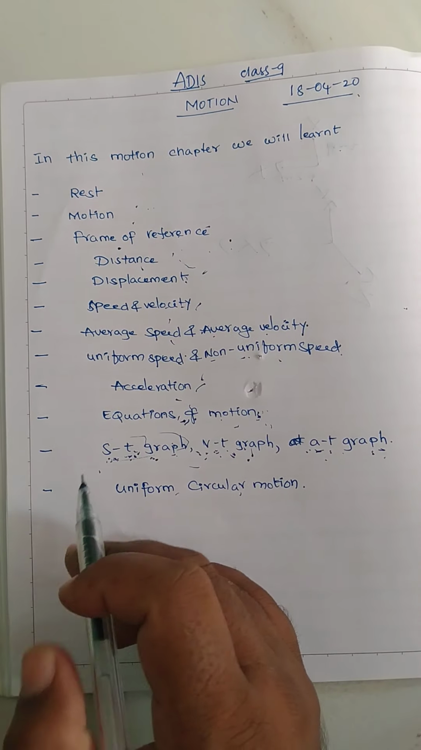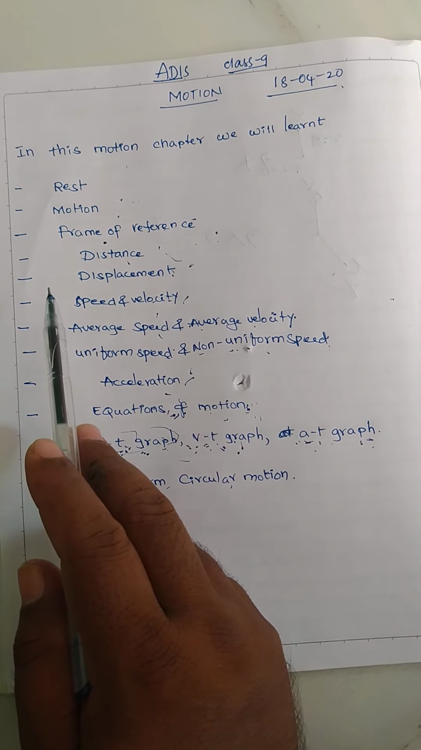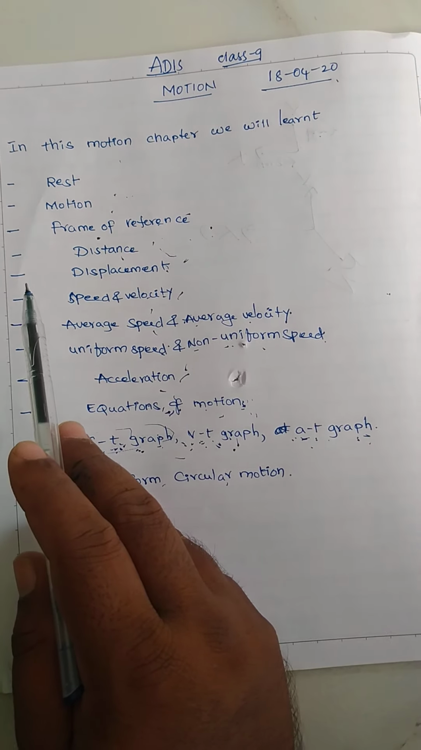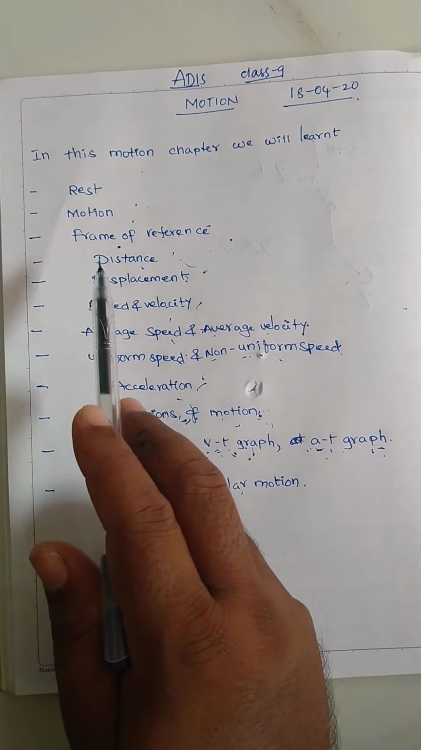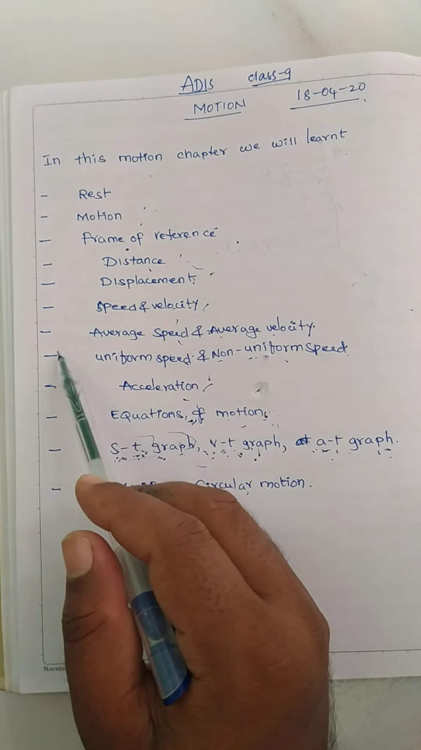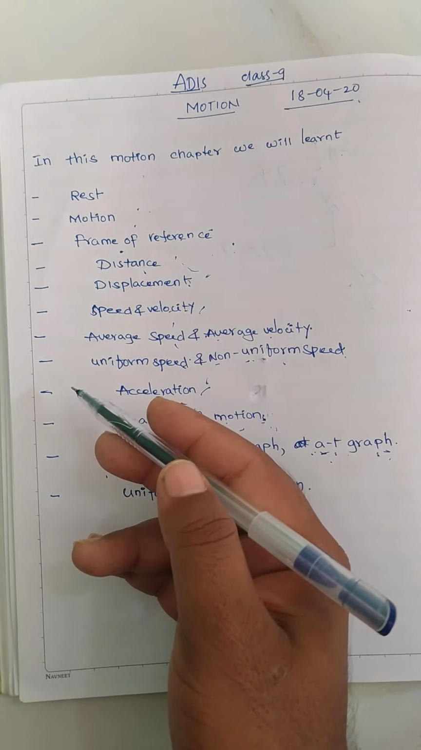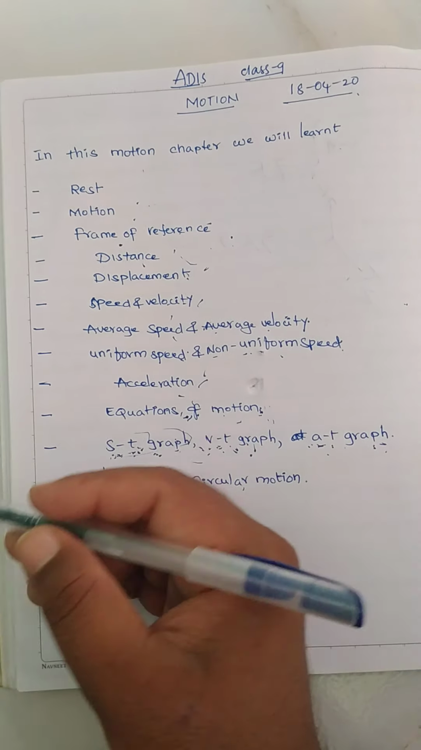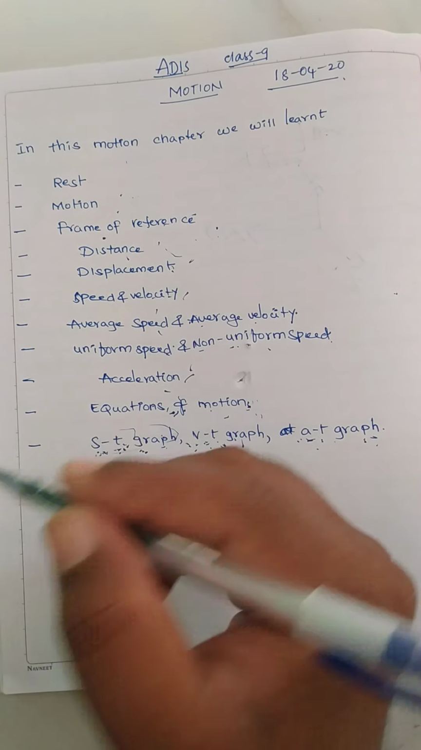So let me just recall rest and motion, and how rest and motion are relative. Already I told you relative means comparing. So rest means the position of the body does not change with respect to time, and motion means the position of the body changes with respect to time. Already I gave different examples about rest and motion being relative.